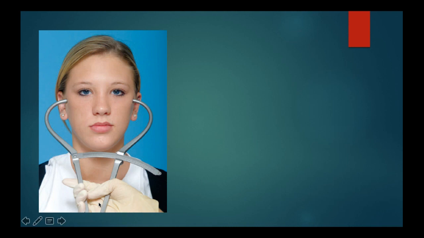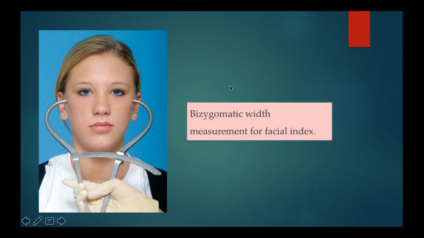The question asked from this image is, what measurement is being done in this picture, what are we measuring? Let's see the answer. We are measuring bizygomatic width. It is used for the facial index. In the facial index, we measure the bizygomatic width as well as the height of the face, or the facial length. These two measurements are done to get the facial index.